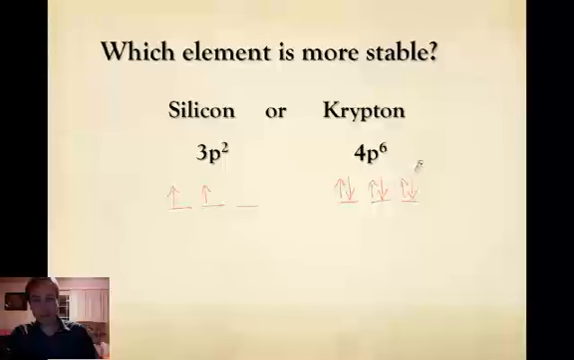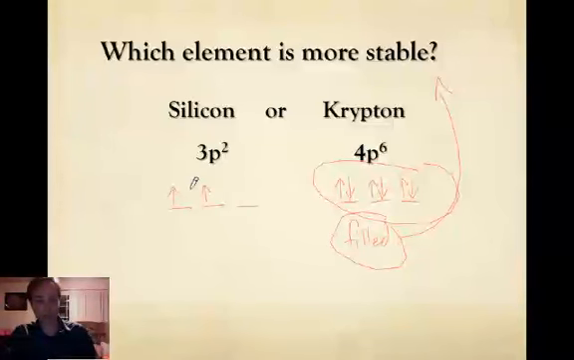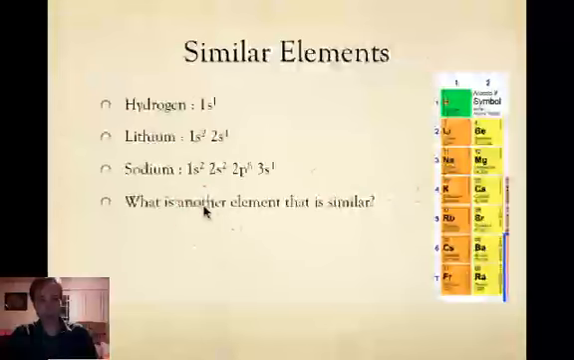Krypton is completely filled, right? This is filled. P can only hold 6 electrons total. So this is filled, which means it is the stable one. Silicon, on the other hand, isn't full. It can hold another 4 electrons within its P sublevel, so we would consider silicon to be reactive or unstable.